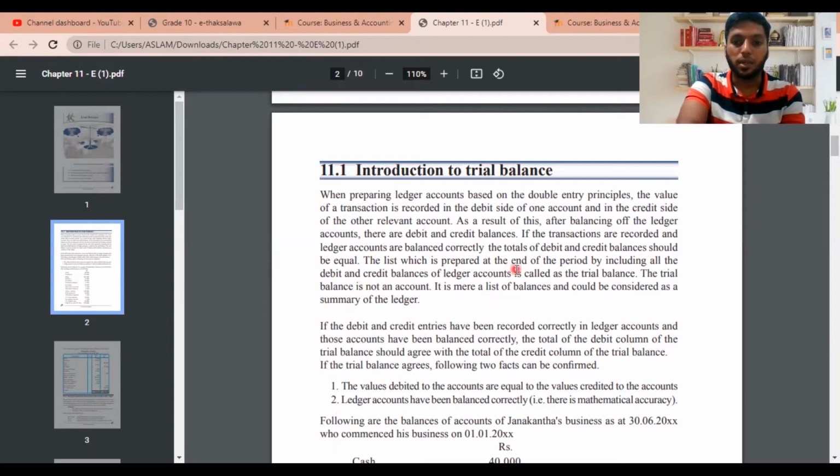The list which is prepared at the end of the period by including all the debit and credit balances of ledger accounts is called the trial balance. Trial balance is not an account; it is merely a list of balances and could be considered as a summary of the ledger. As I said, you first record all the transactions on the ledger, so the carried down balances you will extract to the trial balance.